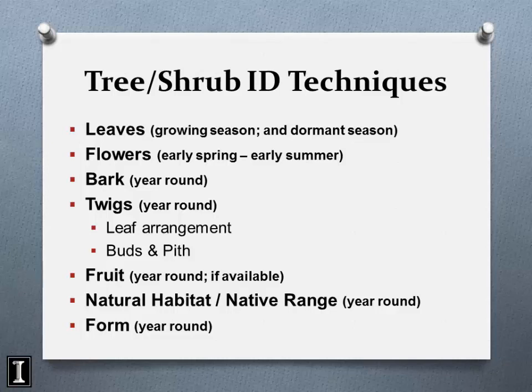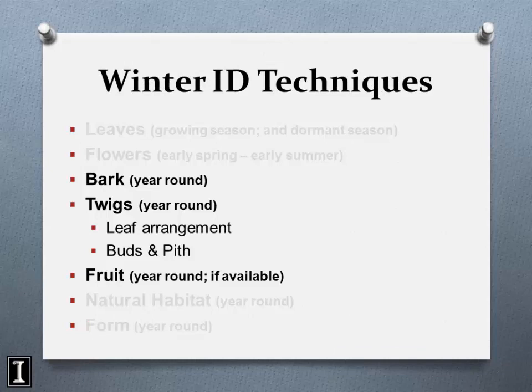Natural habitat and native range, that's helpful. Species like shagbark hickory and shellbark hickory, they look almost identical to each other, but shellbark hickory is typically found in the floodplains, where shagbark hickory is typically found in the uplands, out of the floodplains. So in knowing the native habitat of a species, especially if it's in its native area, okay, if it's in your yard, well, that tree was intentionally planted by somebody, so the native habitat thing doesn't work for ornamental trees. And then form, we won't talk about form, so don't worry about it.